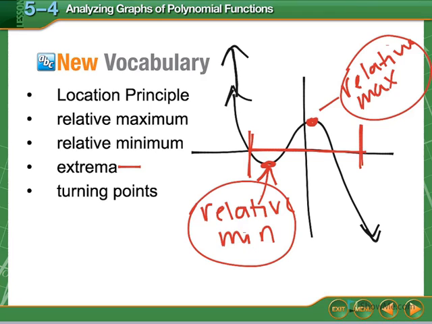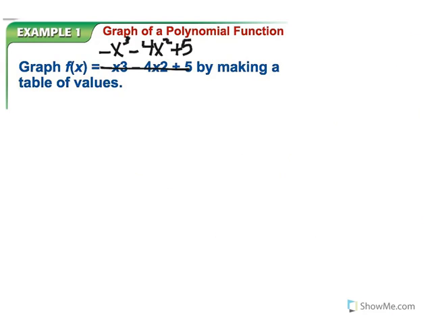And usually your max or mins are called turning points, because if we follow our graph, you see how we're descending, and then all of a sudden we go up. Well, we turned at this relative minimum, and now we're going up following our curve, and then we're going to turn again and go downwards. So these are also called turning points. So relative max, relative min, extrema, and turning points pretty much mean the same thing.